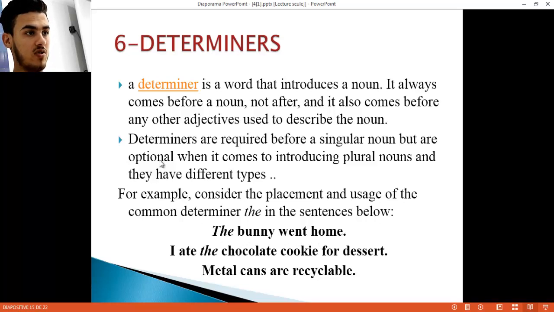The bunny went home. So determiners are required before a singular noun, but are optional when it comes to introducing a plural noun. And they have different types. Here we have to notice that we have to use determiners before any singular item or singular noun, but it is not necessary to add a determiner before the plural form.